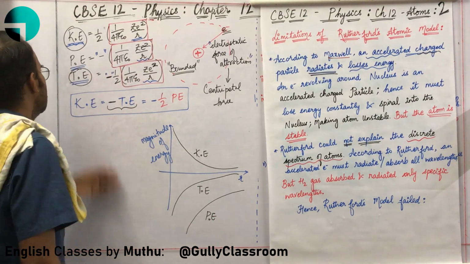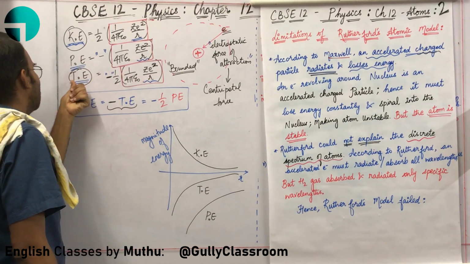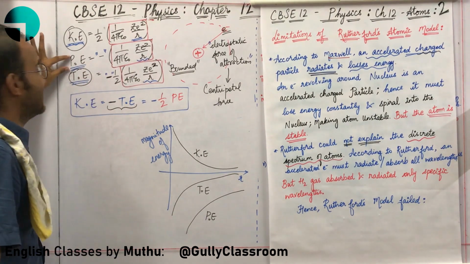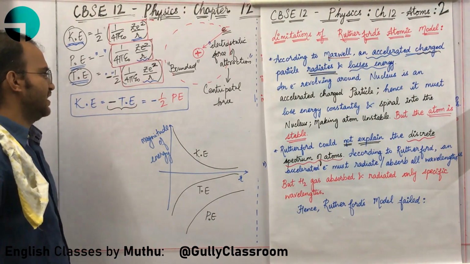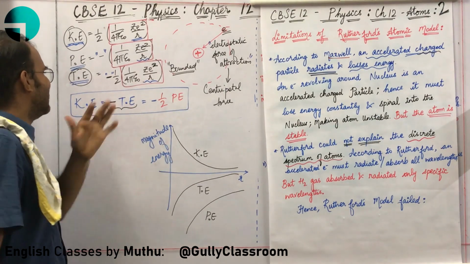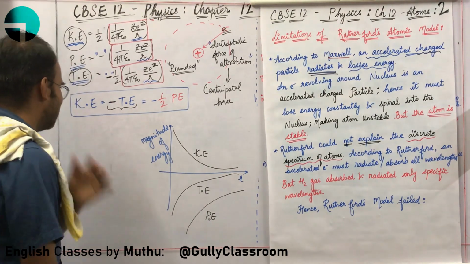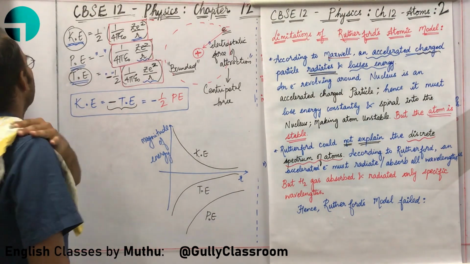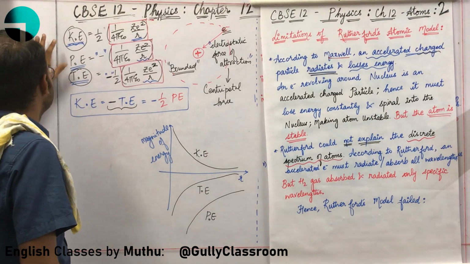Am I right or wrong? The potential energy has double the magnitude of total energy. Potential energy has double the magnitude of both the kinetic and total energy. PE is double the value of both KE and TE. Are you able to understand this particular graph? Yeah? Okay. That's the basic comparison of kinetic energy, potential energy and total energy.